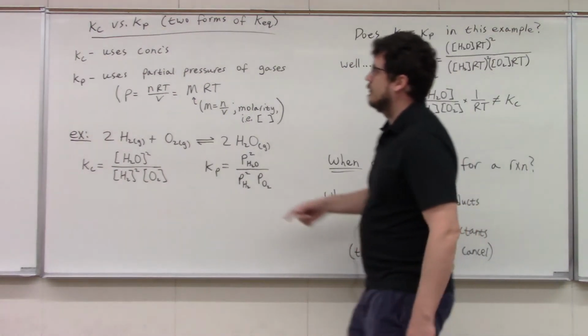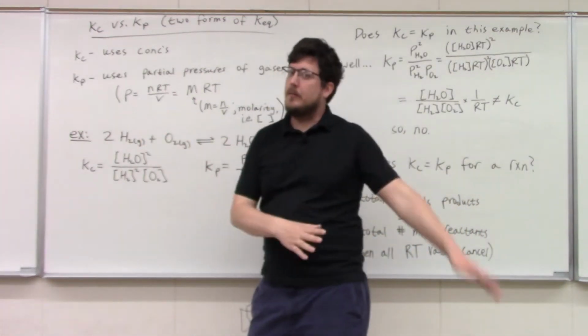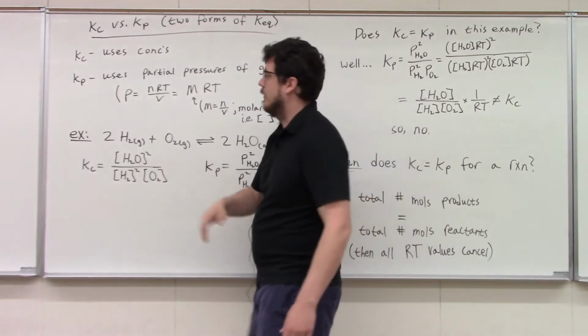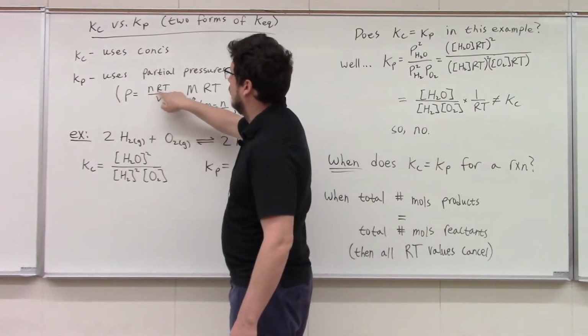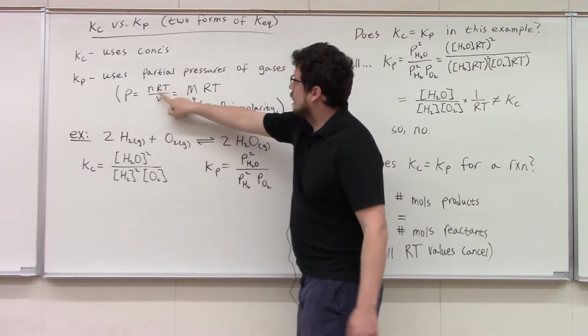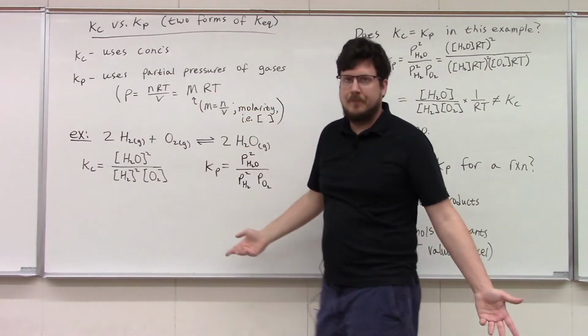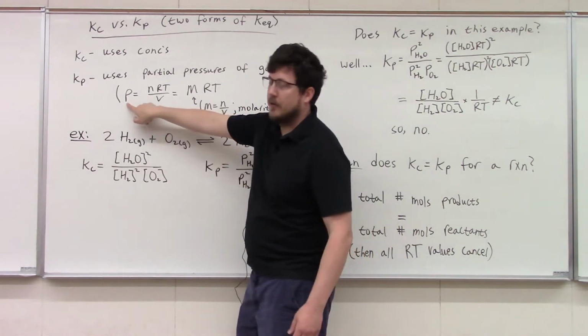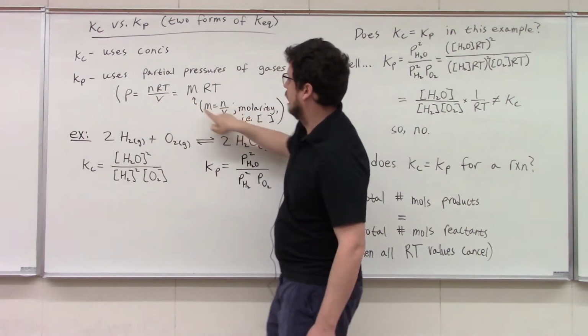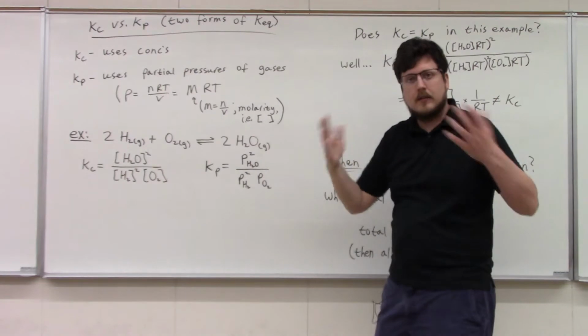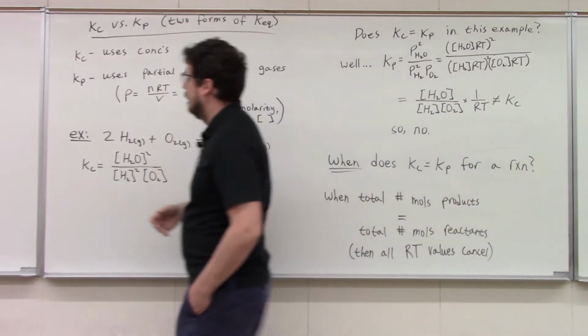And so the pressure of a gas, go back all the way to PV equals nRT, our ideal gas law. That means that P equals nRT over V. n over V, that's molarity, so it's equal to molarity times RT. So this is our relationship between the partial pressure of a gas and its concentration, molarity. So that's our molarity, square brackets, that's what we're talking about.